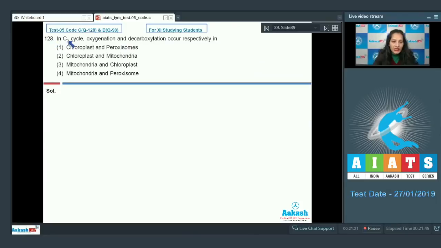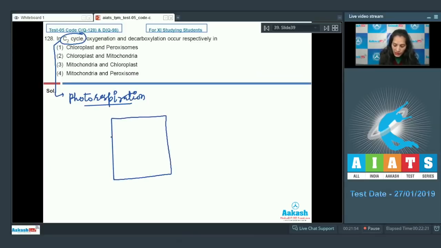Question number 128. In C2 cycle, oxygenation and decarboxylation occur respectively in, first option, chloroplast and peroxisomes, second, chloroplast and mitochondria, third, mitochondria and chloroplast, fourth, mitochondria and peroxisome. First of all, you should know what is C2 cycle. C2 cycle is another name for photorespiration or the photorespiratory cycle. In photorespiration, there are 3 cell organelles which are involved.